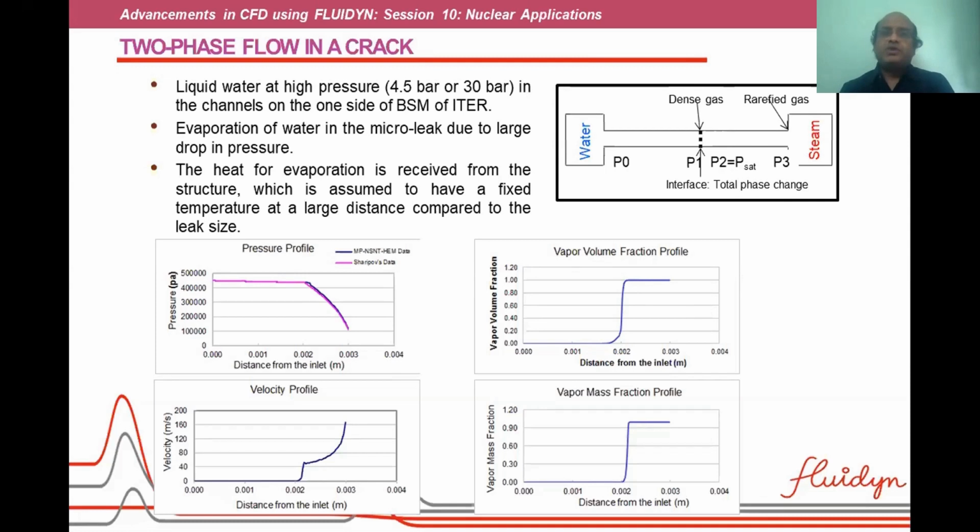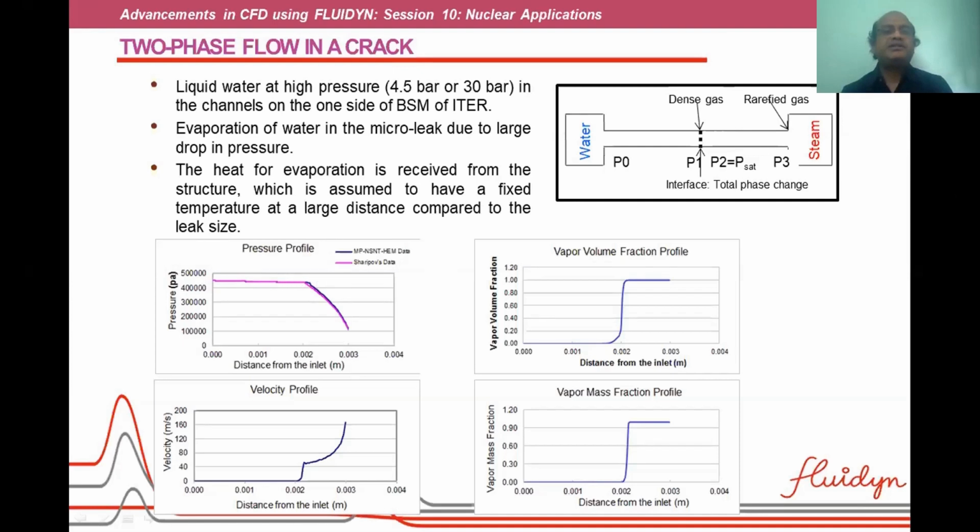So as the high pressure water passes through this passage, the pressure drops. As the pressure drops, it evaporates. So you can see that pressure plot. The x-axis is distance from the inlet of the microchannel, and the y-axis is the pressure. You can see that pressure is decreasing from the inlet continuously at a slower rate, and in this region it is still liquid.